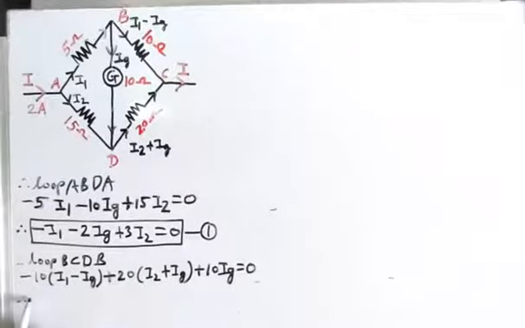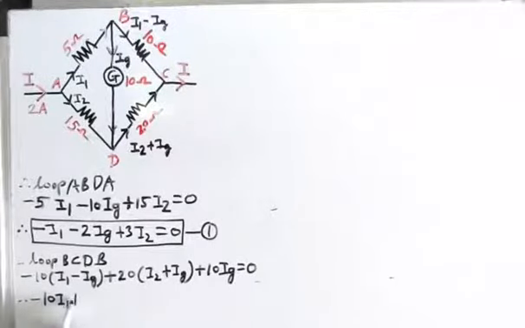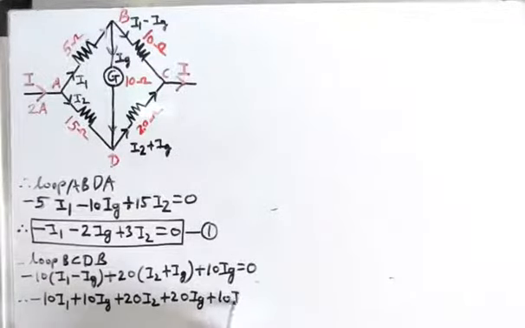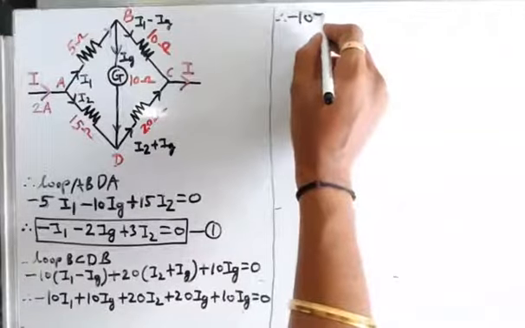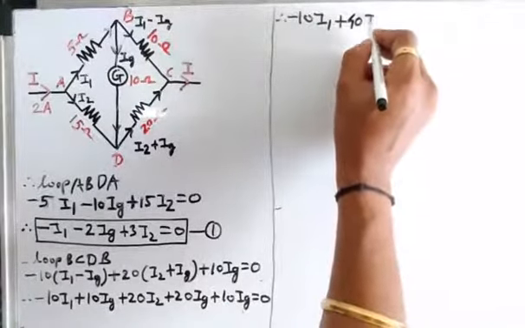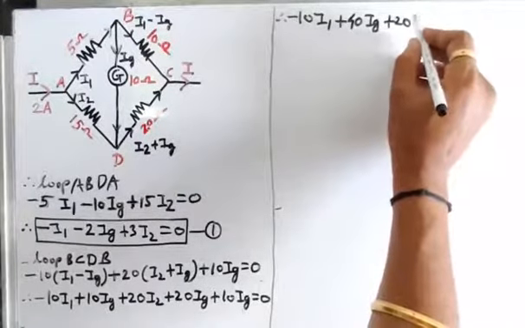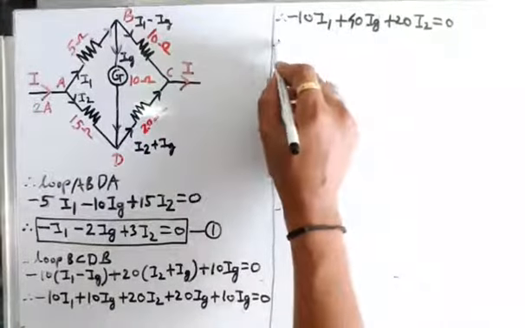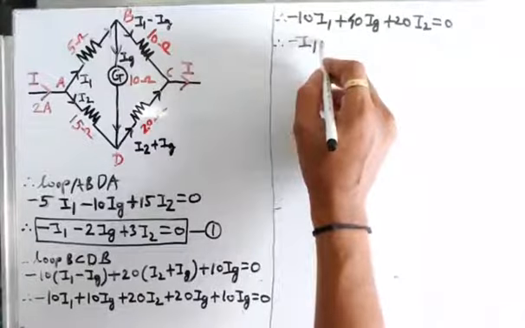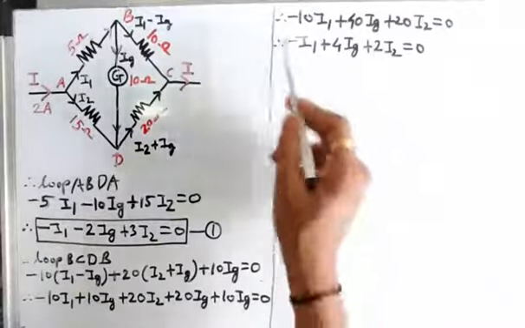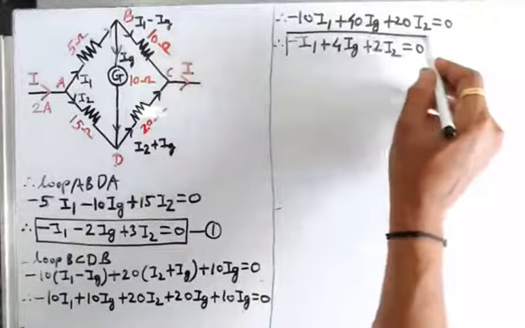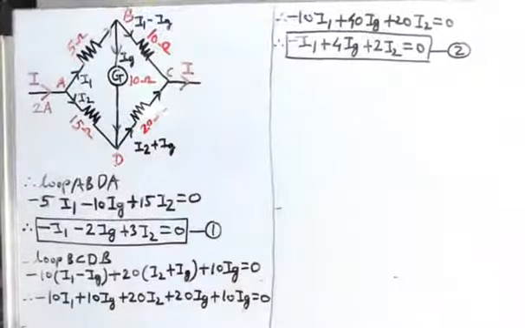Therefore after solving this we are going to get minus 10 I1, minus minus becomes plus 10 IG, plus 20 I2 plus 20 IG plus 10 IG is equal to 0. Therefore, we are going to get minus 10 I1 plus 40 IG plus 20 I2 is equal to 0. So from this we can write minus I1 plus 4 IG plus 2 I2 is equal to 0, dividing this equation throughout by 10. So this is one of the equations. We are going to assume this as equation number 2.